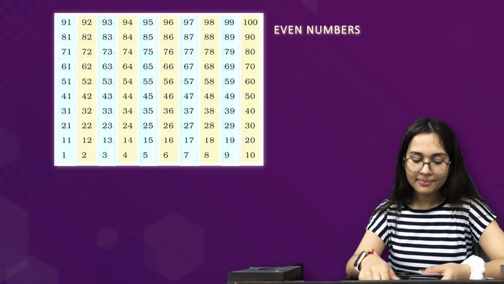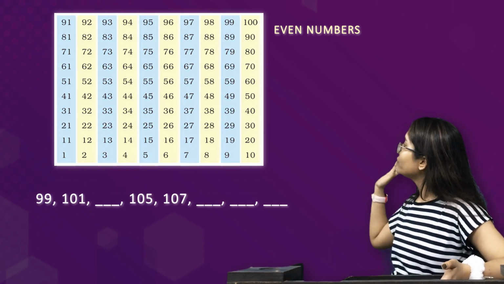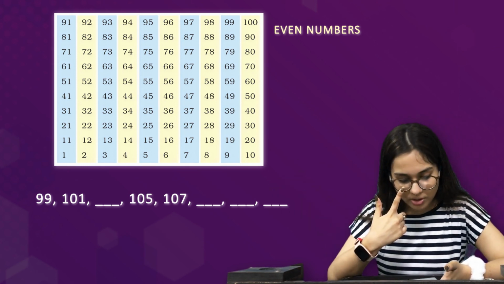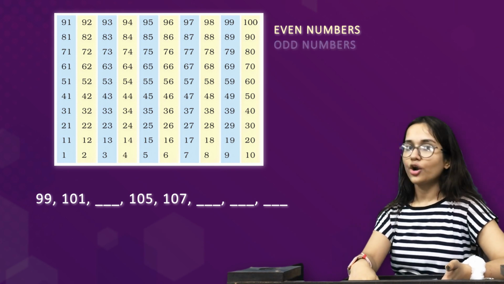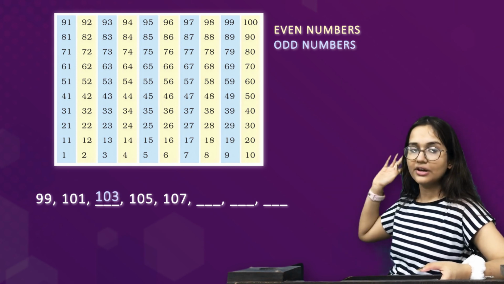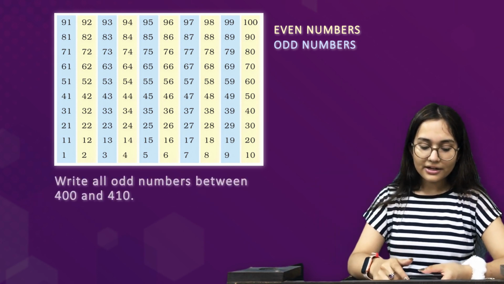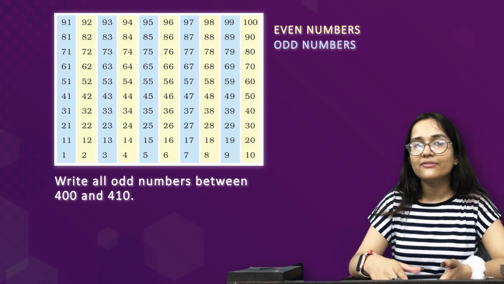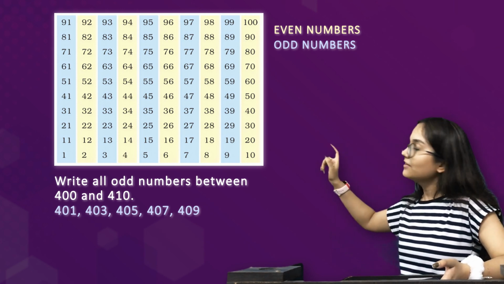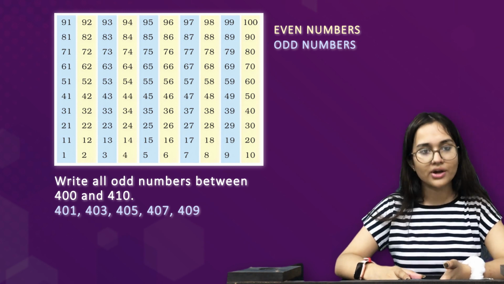Then we have, look at the pattern of numbers in blue and continue the pattern and fill in the blanks. So till now we were doing it for the numbers which were in yellow boxes. Now we'll do it for blue boxes. So these numbers are called the odd numbers and the pattern will continue like 99, 101, 103, 105, 107, 109. And then write all odd numbers between 400 and 410. So 401, 403, 405, 407 and 409 will be the odd numbers between 400 and 410.